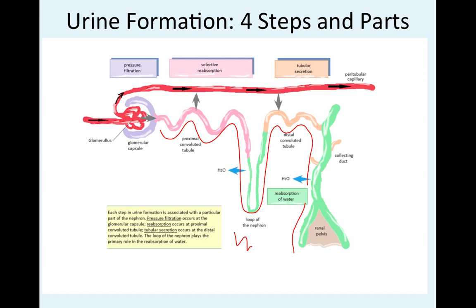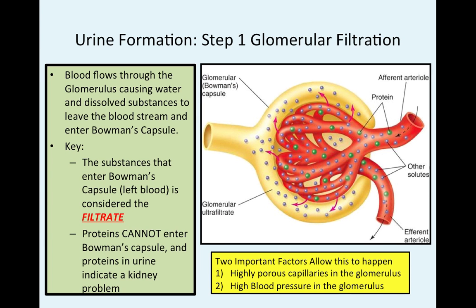Okay, so it's going to go through four steps, and there's also four main parts. So let's go through this one at a time. The first thing we're going to talk about is glomerular filtration. Okay, so this is the idea: you are going to have a renal artery, or an efferent arterial, same kind of thing.